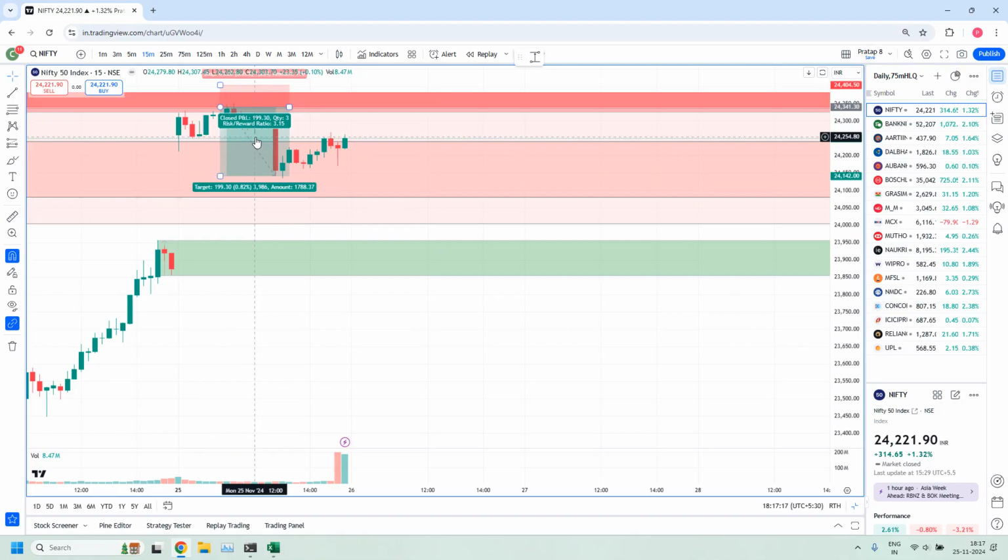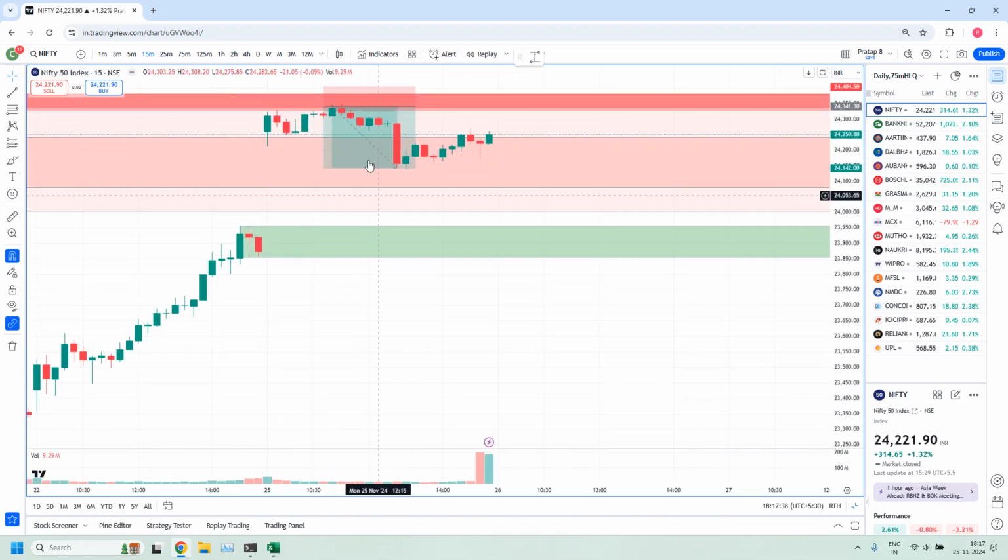As I told you earlier, for any HLQ zone, if minimum 1:3 RR is achieved, it is a successful trade. Because many people don't target this 15 minutes target. They exit at 1:3. Some people will look for 1:5 RR. But minimum RR should be 1:3. And today it gave 1:3 RR.